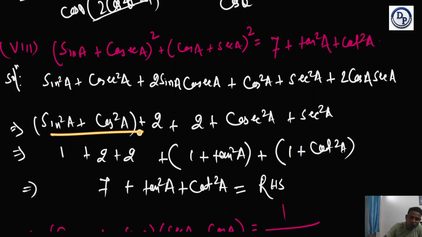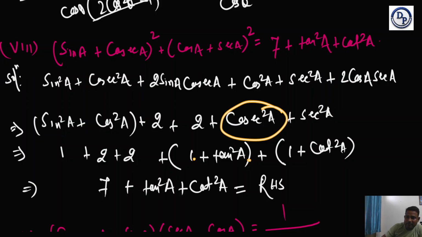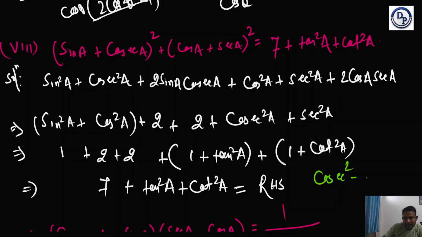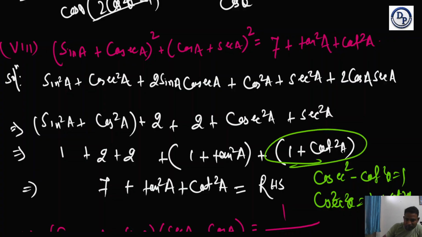This sin square A plus cos square A gives us 1, and there is 2, there is 2. Okay, I wrote here as well. Now cosec square A can be written as 1 plus cot square A. What is behind it? As we know that cosec square A minus cot square A gives us 1. So now cosec square A can be written as 1 plus cot square A, which I wrote here only. Okay, 1 plus cot square A.